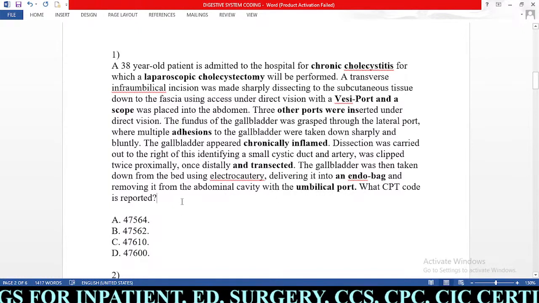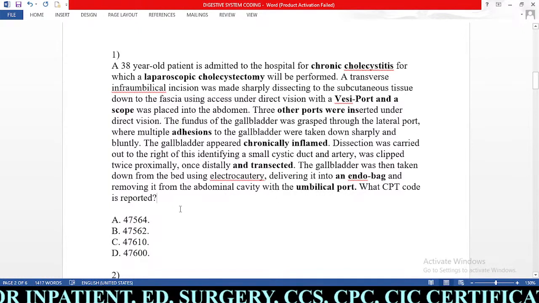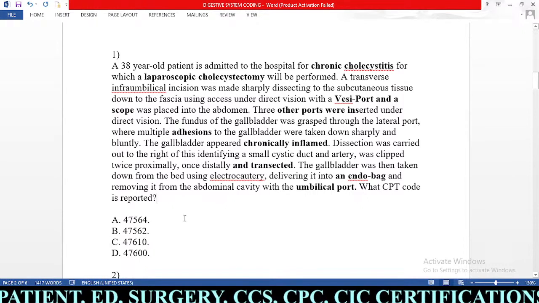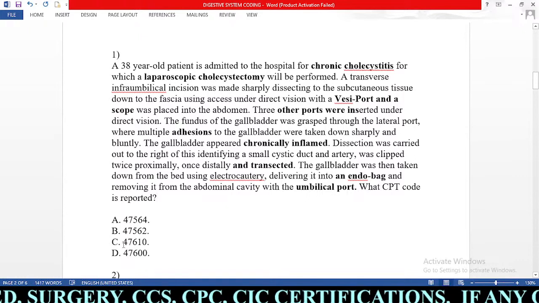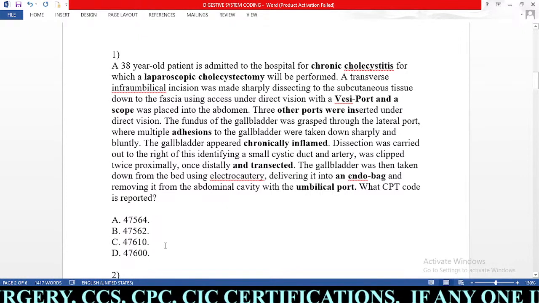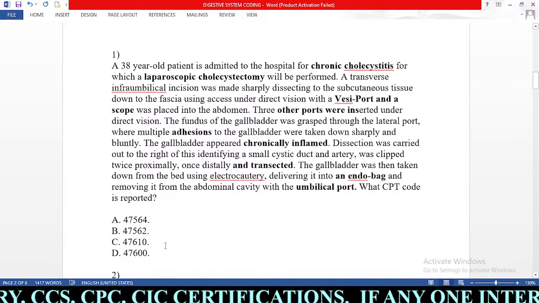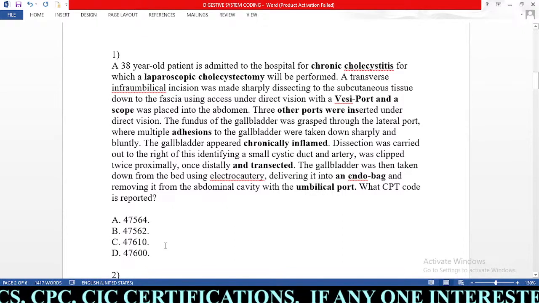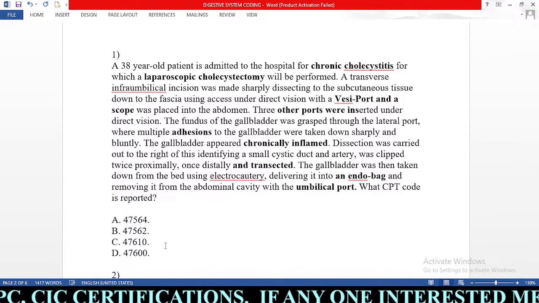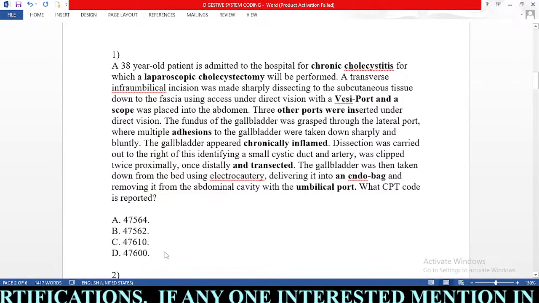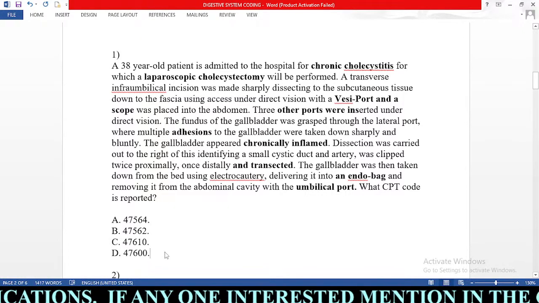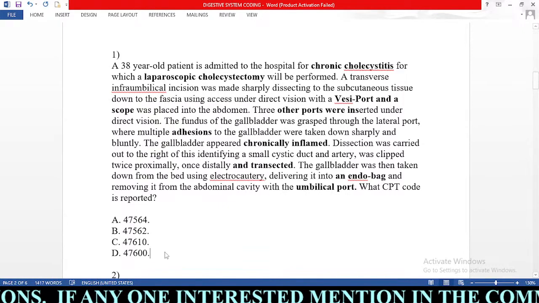What CPT code is reported? Directly, as I told you before, you need to check the heading of this code. For example, if you take the 476 series codes, these are excisions, but those are open procedures, so we need to eliminate these two codes directly, without wasting your time. That's why I am not showing the CPT book. If you see the CPT book, you can remember easily.